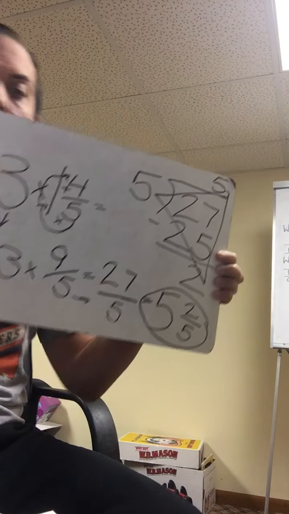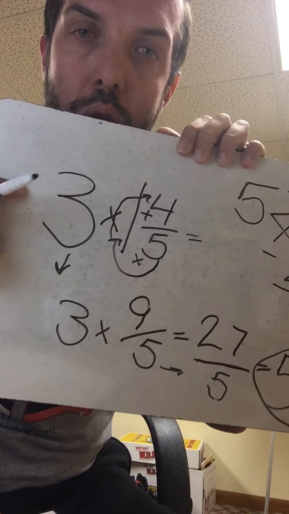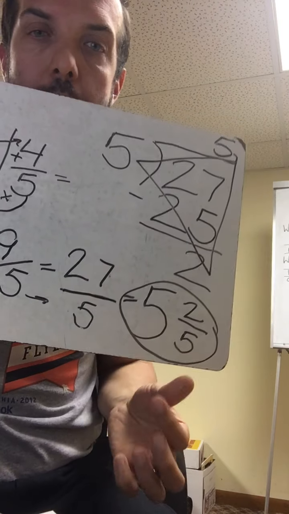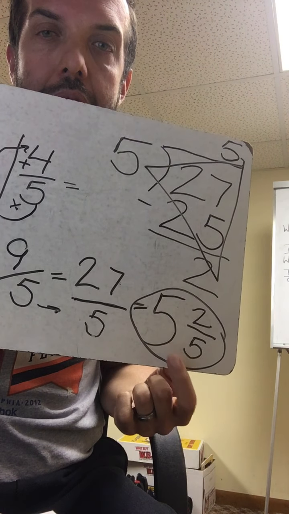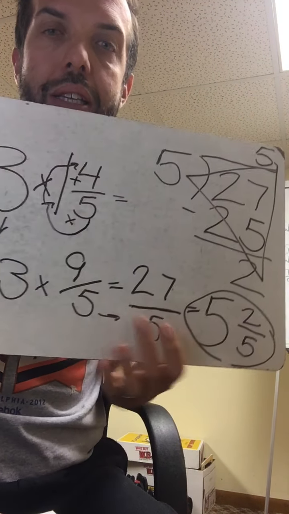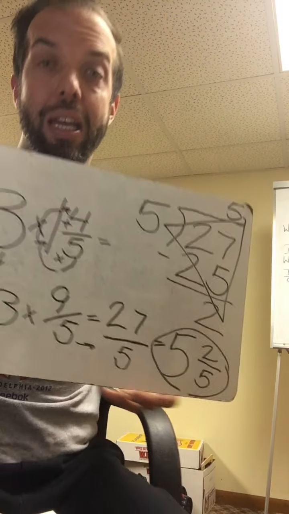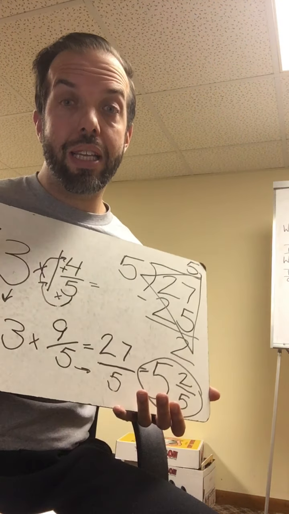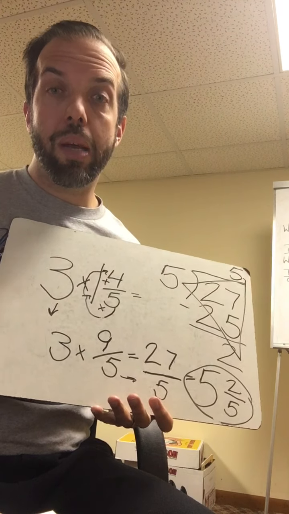So guys, that's really the answer to this. 3 times 4/5 is going to be 5 2/5. All right, so that's the answer to our multiplication problem. You can see there's a lot of work involved in this lesson, especially if you're multiplying a mixed number.